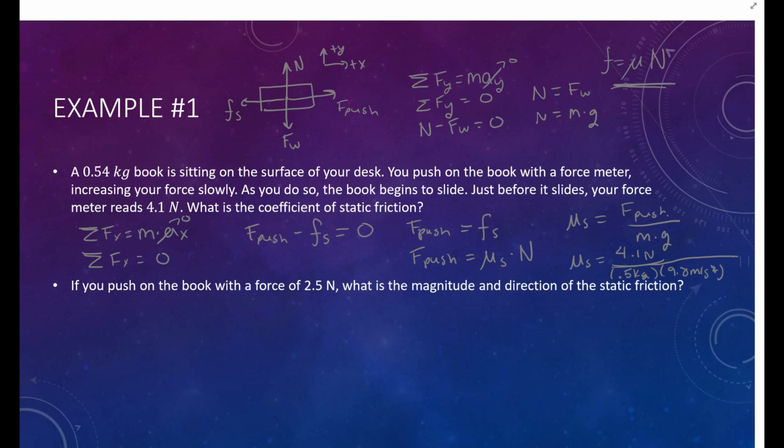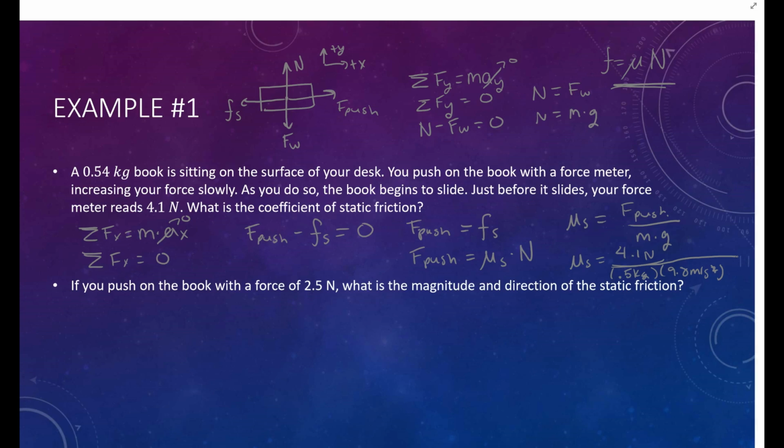Which actually brings us to why the coefficient of friction is unitless. I have kilograms times meters per second squared over kilograms times meters per second squared. My kilograms cancels, my meters per second squared cancels.